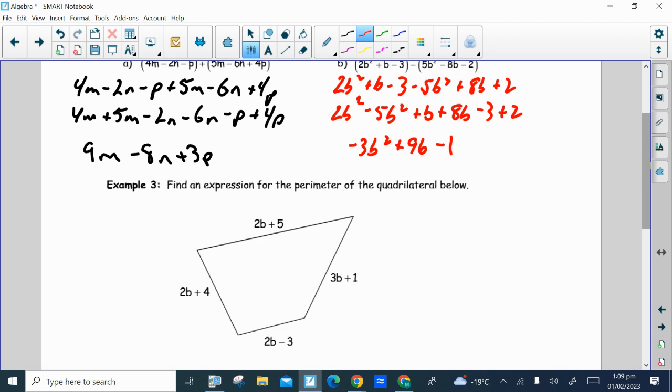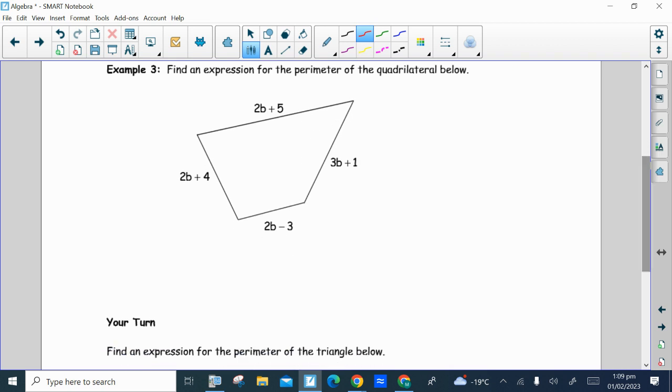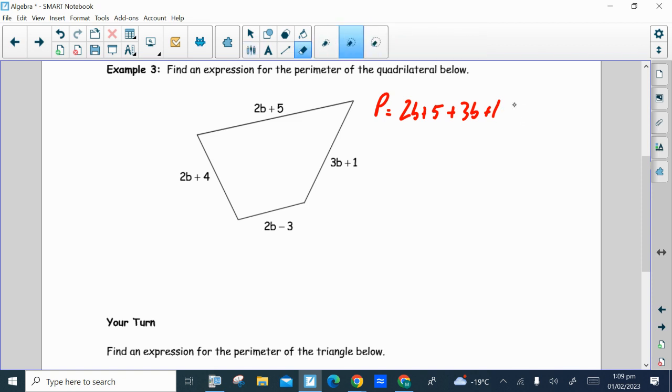Example 3, you want an expression for the perimeter of that quadrilateral. The perimeter is the distance around. You add up all of the sides. So P, the perimeter, would be found by adding up all the sides. 2b plus 5. I'm going to work my way around clockwise. I have a 3b plus 1. I have a 2b take away 3. And I have a 2b plus 4.